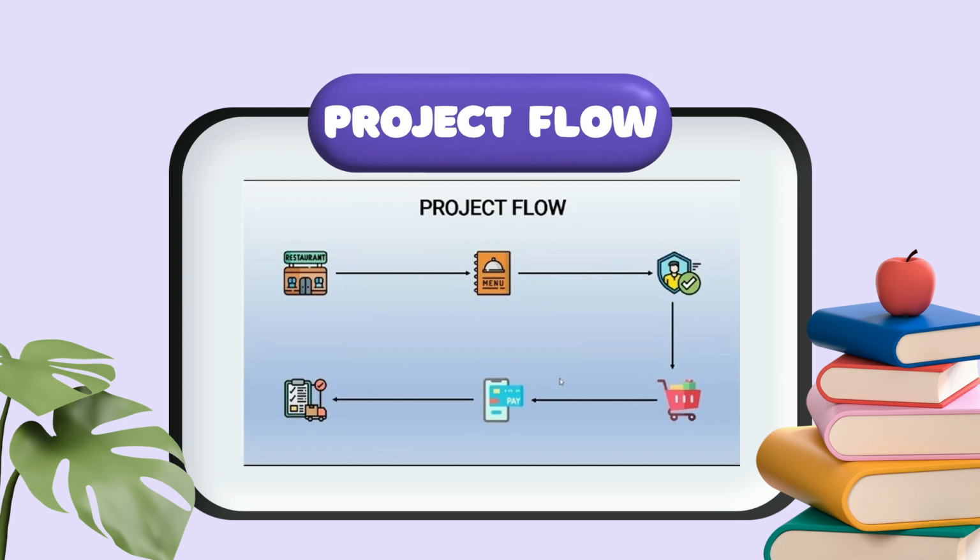Project flow. How will our project work? We open our website. On our website, we first see the menu list, then we log in, then add some items in the cart, then go through the payment process. Then the payment process is done, and our items will be delivered to our homes.